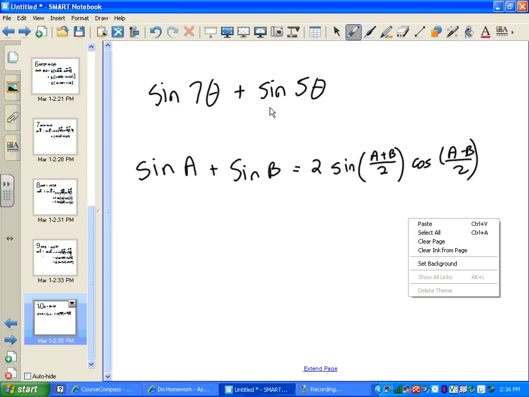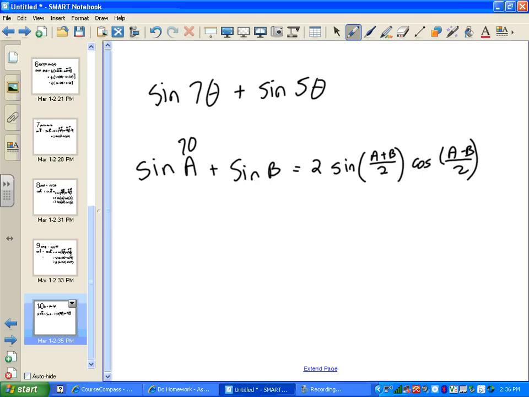Okay, so notice our A and B here is just 7 theta and 5 theta. So let's substitute those in. So 7 theta plus 5 theta. And then over here, this one's 7 theta minus 5 theta. Okay, so now this is going to be 2 times the sine. 7 theta and 5 theta would be 12 theta over 2 would be 6 theta. And then 7 theta minus 5 theta would be 2 theta, and 2 theta over 2 would just be theta.